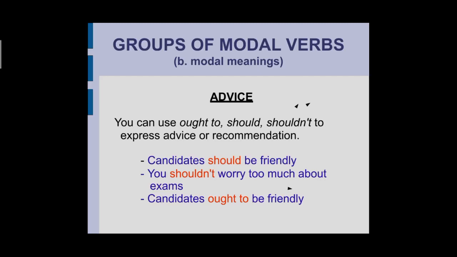नाउ मॉडल वर्ब्स इस सेंटेंस में और इस लाइन में किस चीज़ में यूज़ हुआ है? वो एक एडवाइस के रूप में. ऑलराइट. कैंडिडेट्स शुड बी फ्रेंडली. यू शुडंट वरी टू मच अबाउट योर एग्जाम्स. कैंडिडेट्स ऑट टू बी वेरी फ्रेंडली. सो एडवाइस शुड बी वेरी फ्रेंडली.